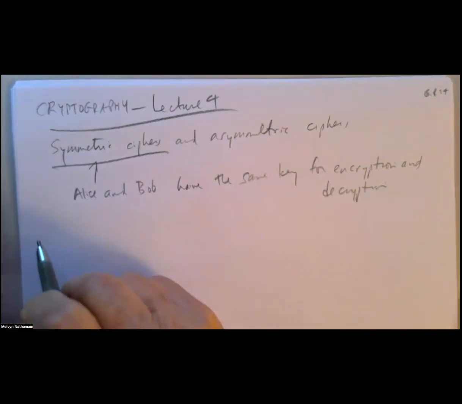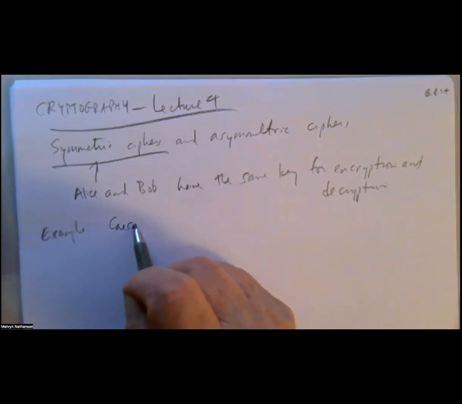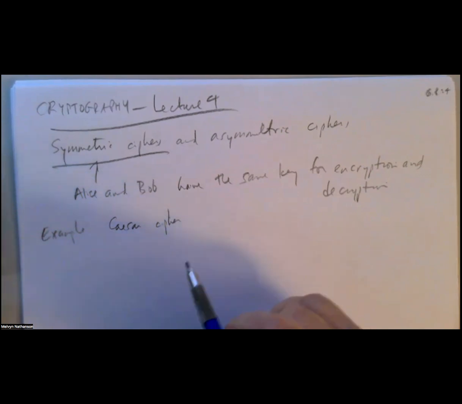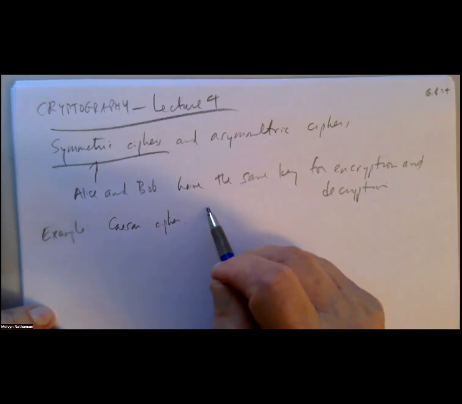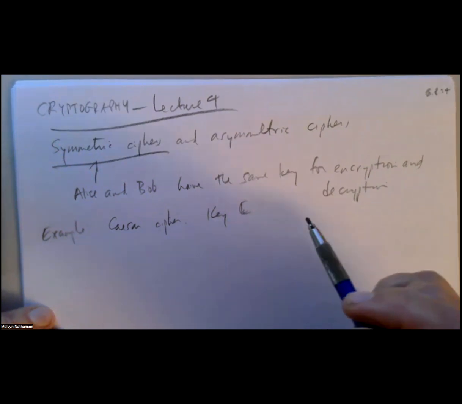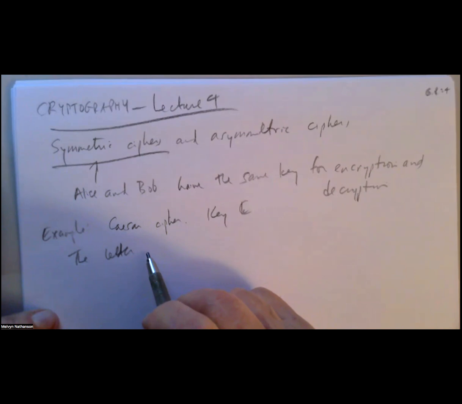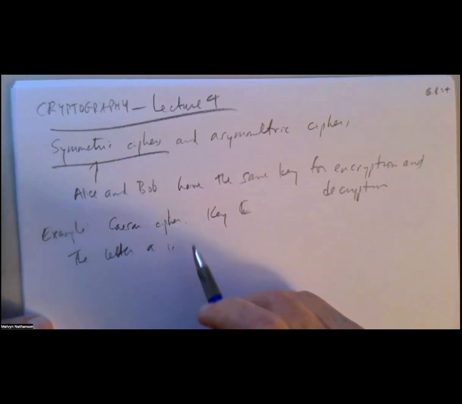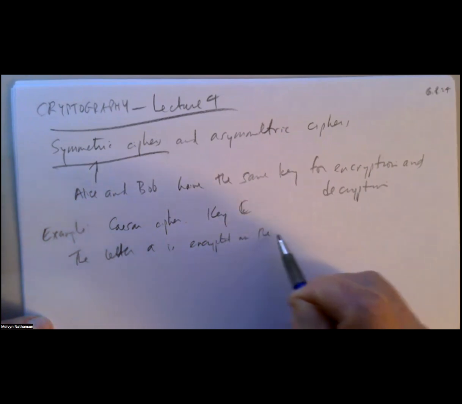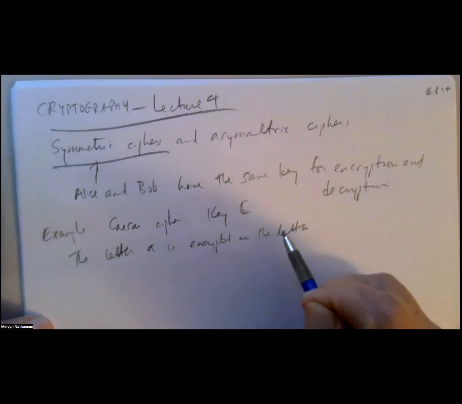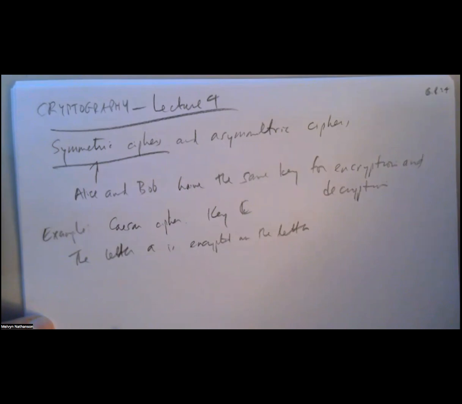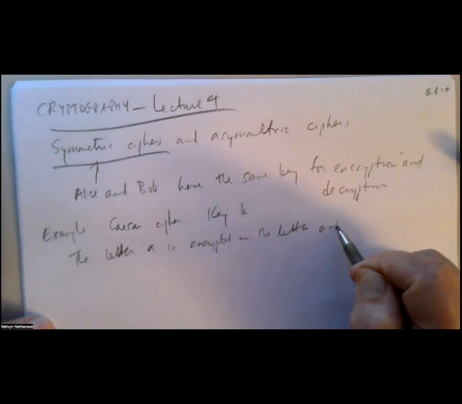So what's an example? We have a Caesar cipher, where if we're using the English alphabet, there is a key, some number K, and the letter, whatever letter it is, A, is encrypted as the letter A plus K. I don't want to confuse the K with the letter.